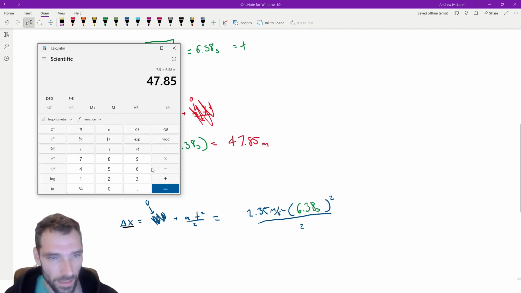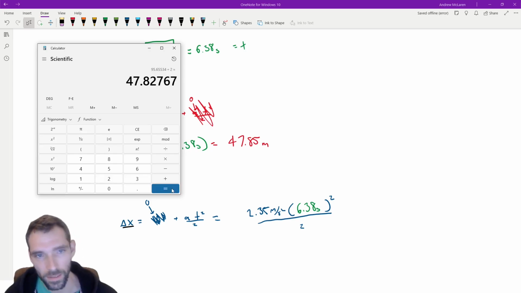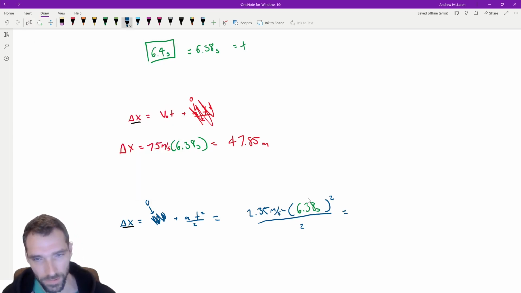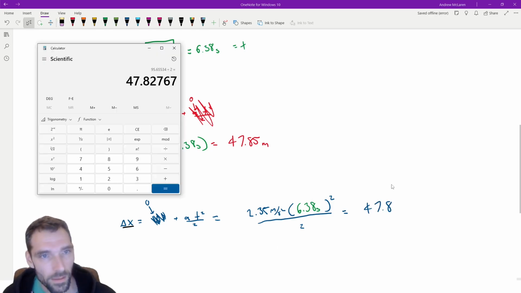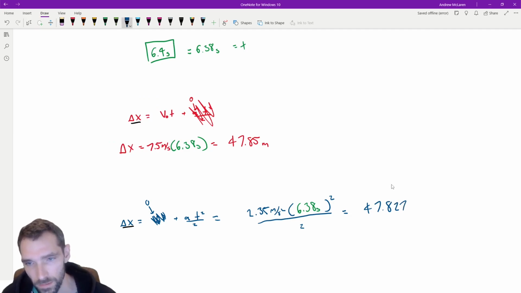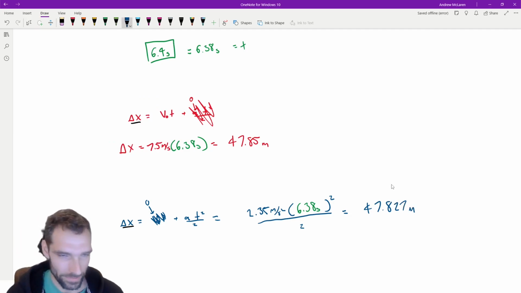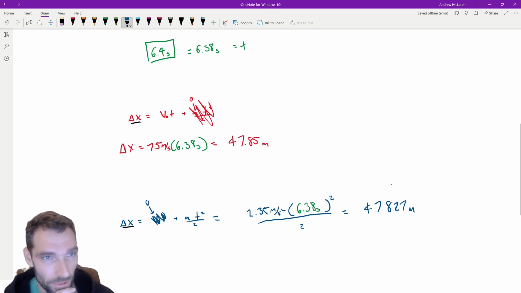So we just take that 6.38, we're going to square that, and then we're going to times that by 2.35 and divide that by 2. And we're getting very close numbers. This is 47.827 meters. If we're looking at how accurate these numbers really are, it's limited to 2 sig figs from our earlier answer or input earlier.